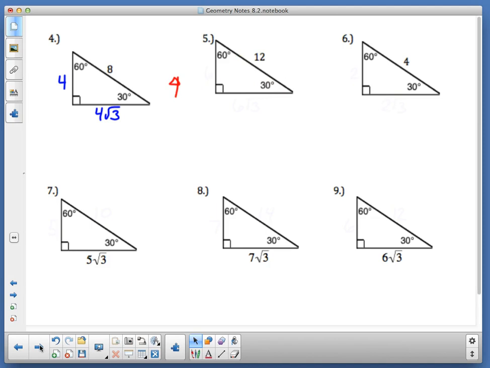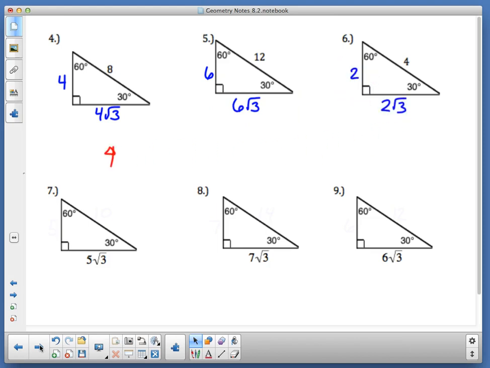Now, getting this done, half of 12 is the short leg, 6. 6 times the square root of 3, which is right there, 6 times the square root of 3. Half of 4 is 2, and 2 times the square root of 3 is 2 times the square root of 3.